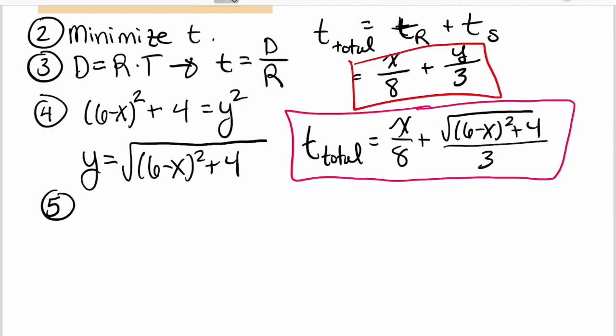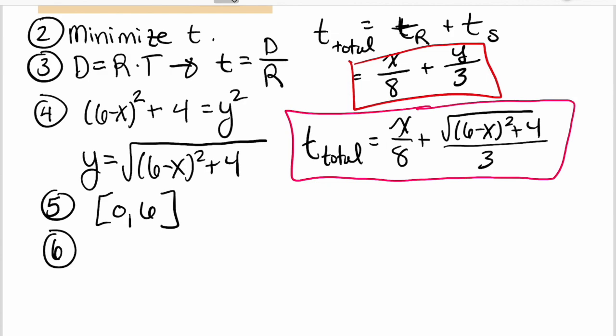Okay, so step 5, we need to identify the domain. Since the length along the beach, which is our x, which is what we have in terms of our function, is at most 6 miles, I'm going to say that the domain is going to be between 0 and 6 miles.